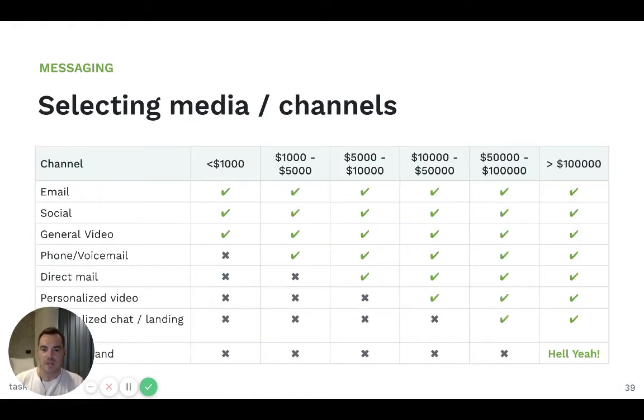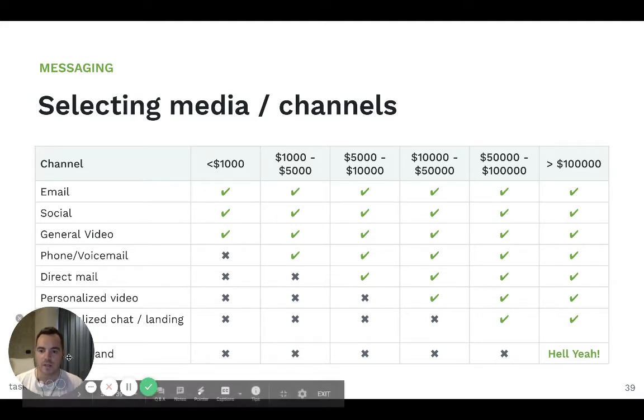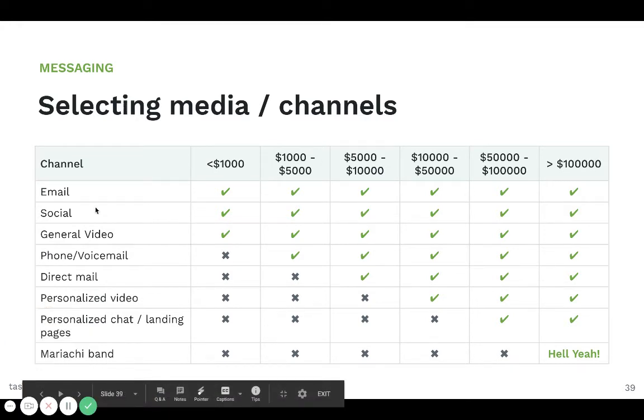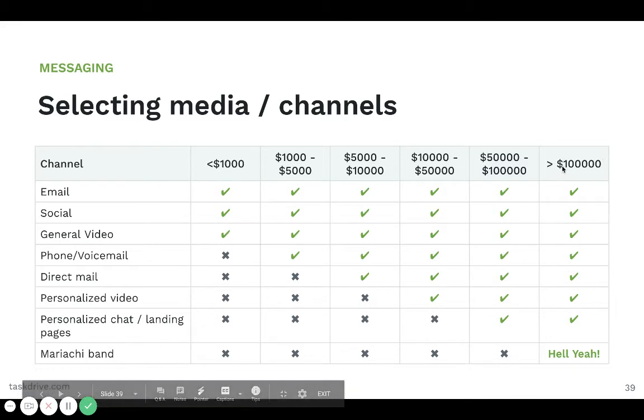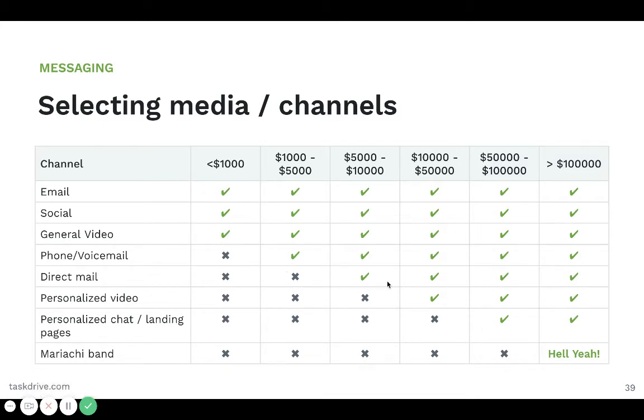For working with our customers here, we use this table to give some context. On the left here, you can see the different channels, and across here is the average deal size per year. So really, if it's under $1,000 per year, then email, social, maybe general video would work. As the deal size gets higher, you can start to do more personalized messaging. And it really comes down to the fact that these take more time and more skill to set up, but also deliver. But like I said, if you have a $100,000 plus deal size, then send a mariachi band around. I think one day I'm definitely going to do that.